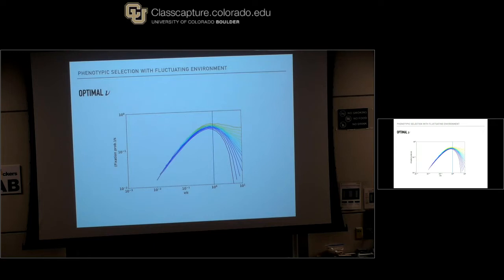So this is basically telling you the optimal value of nu in terms of S, right? To pick what's the optimal switching rate nu to increase your probability of fixation.